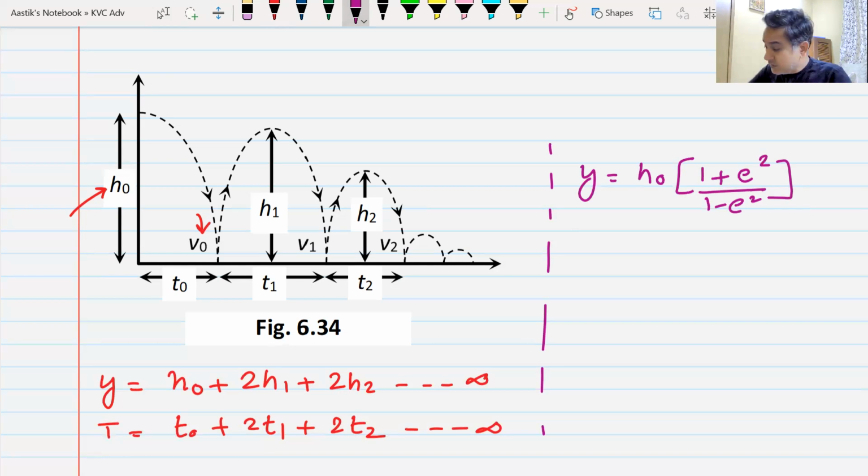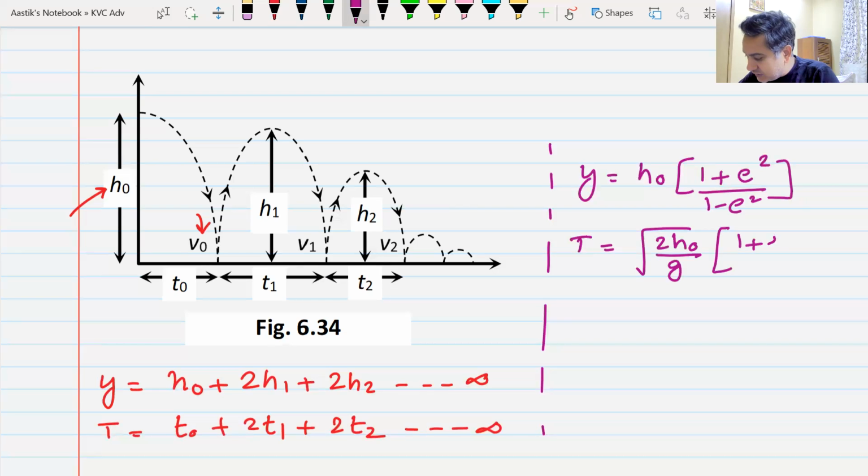Yes, sir. Total time T. See, you will not be able to calculate it in the examination hall, so remember it: 2h0 by g. This is your initial time to fall, and this has to be multiplied by 1 plus e upon 1 minus e. If you understand the similarity between the two formulae, you should be able to remember them when time comes. So we understand this? Yes, sir.